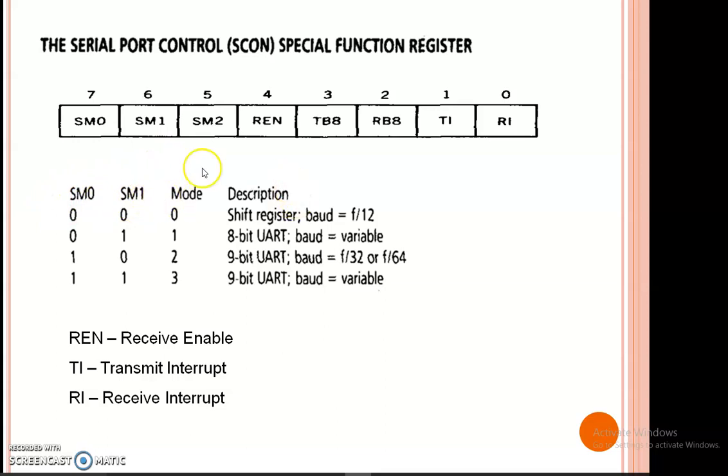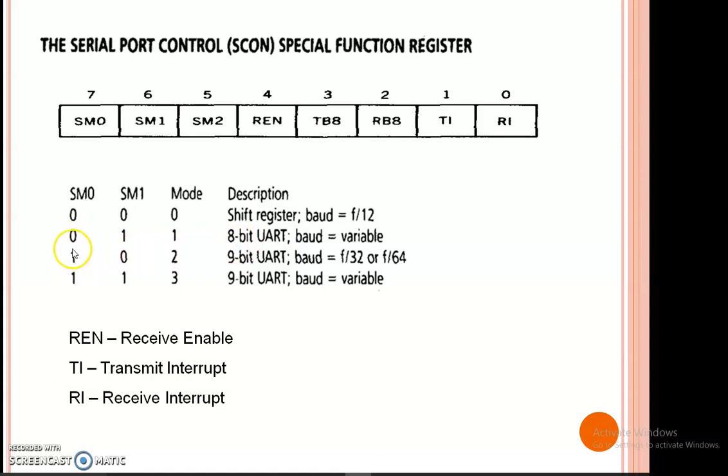See, this is the table which shows the different modes. SM0, SM1: if both are 0, 0, you are selecting mode 0. Mode 0 is the shift register mode. Here SBUF is working as a shift register. You just have to do the shift in and shift out for reception and transmission. Next, if it is 0, 1, then you are selecting mode 1, that is 8-bit UART mode. Here the baud rate is variable, baud rate meaning the number of bits per second. So the transmission speed is variable, depending upon which application you are using.